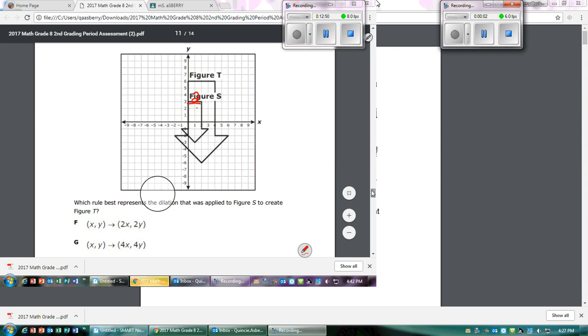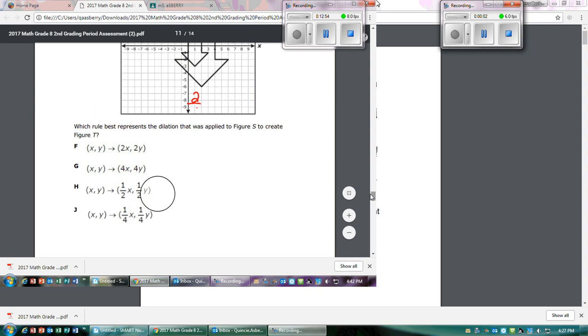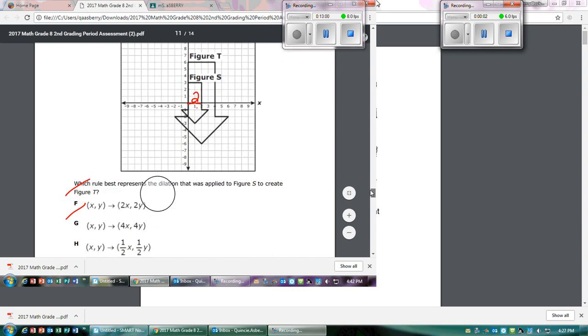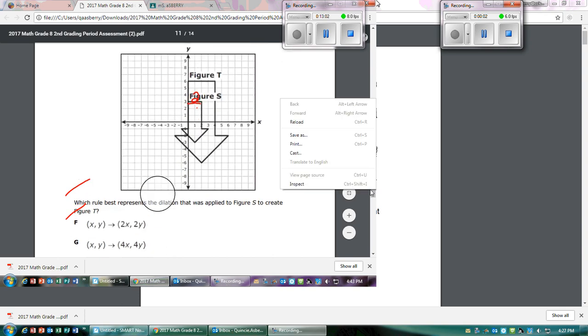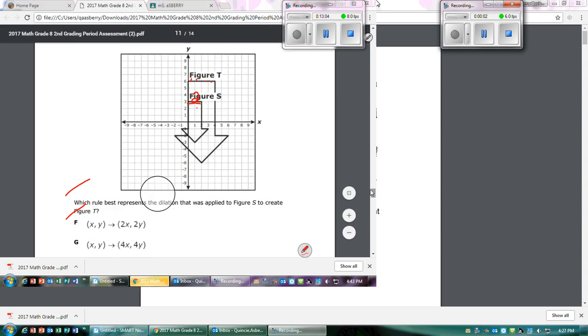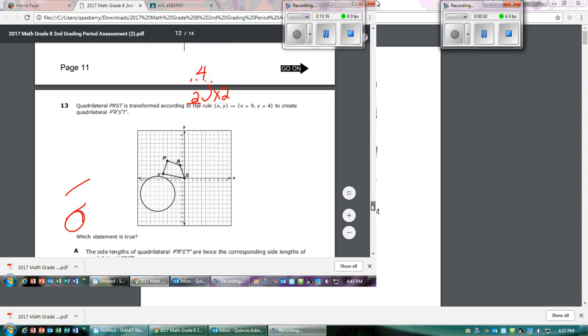Since it got bigger, we can already cancel out the fraction. The fraction says they're getting smaller. So we want to know how much it's getting bigger by. Well, again, my side length, we said it was 2. And if I count the bigger one, it's 1, 2, 3, 4. It got bigger. Well, how much bigger? It got 2 times bigger. So therefore, your scale factor is 2, so your answer should be F. You multiplied it by 2.